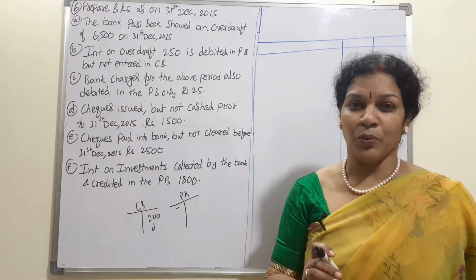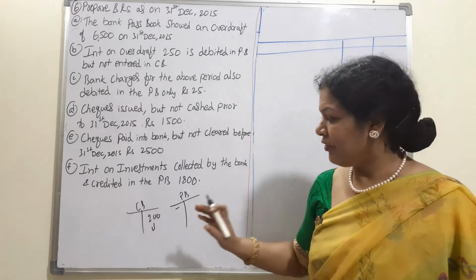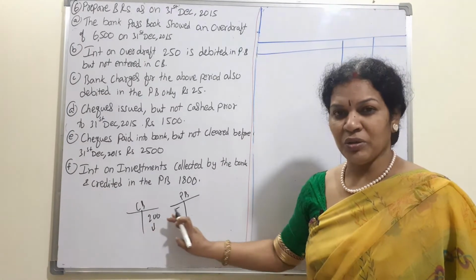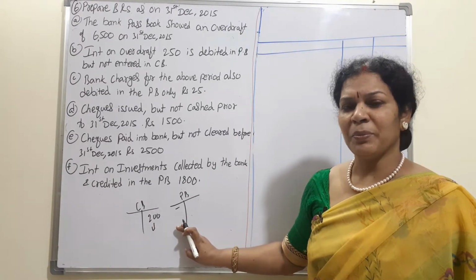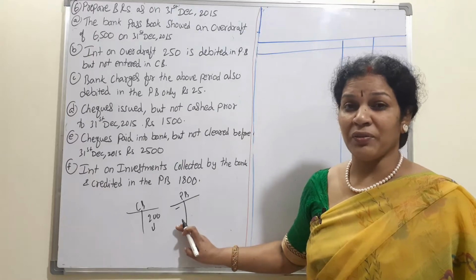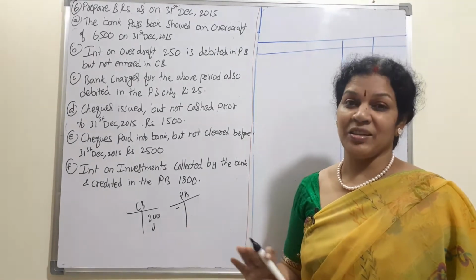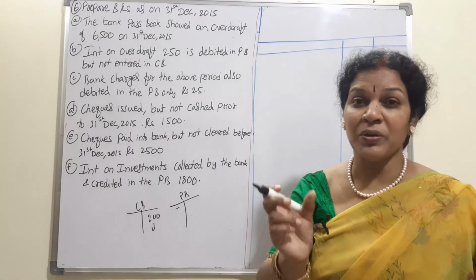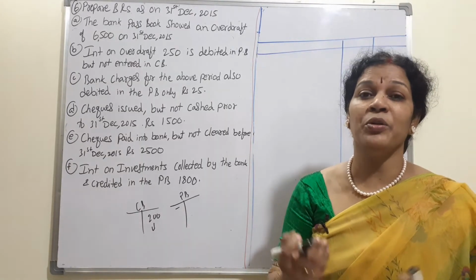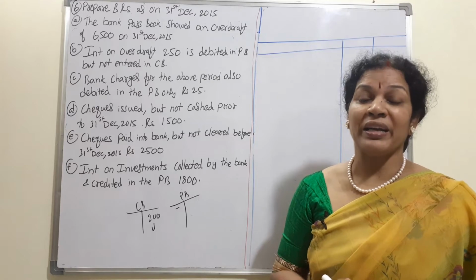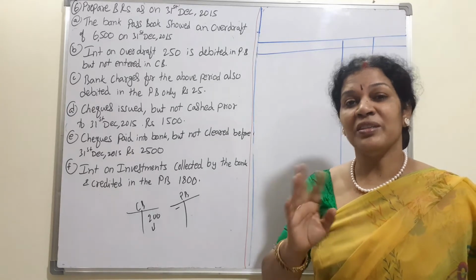Now in case of overdraft, if a check is issued and not presented for payment in the passbook, rather than increasing, it is decreasing. It will be the opposite, because overdraft means the banker is going to take that balance out. That is the reason it will be opposite.